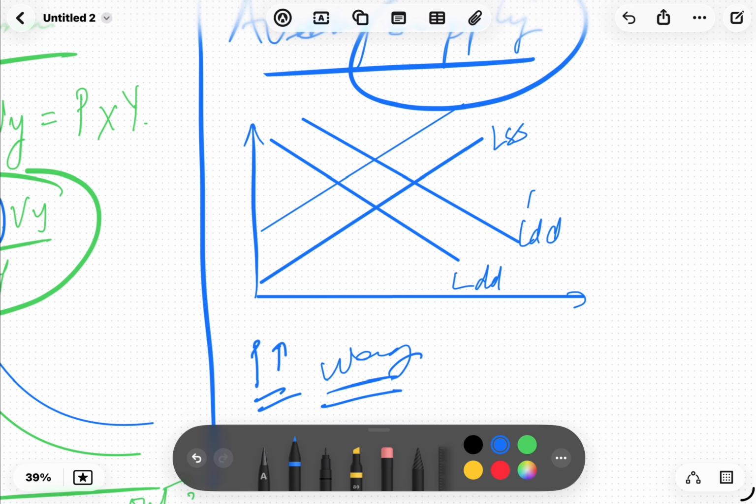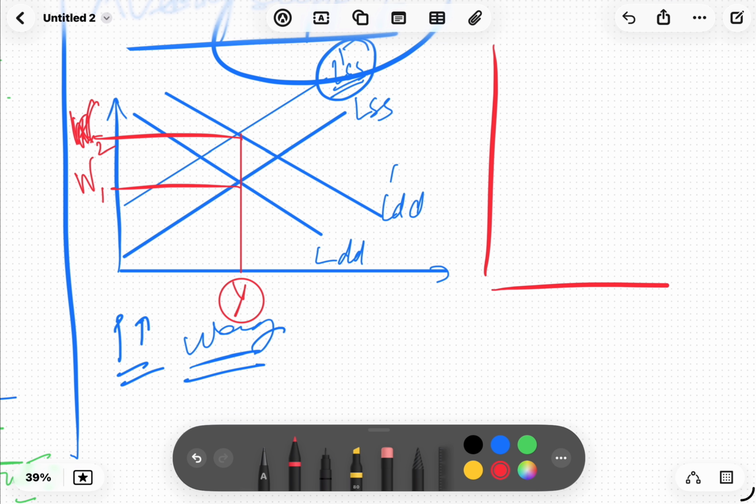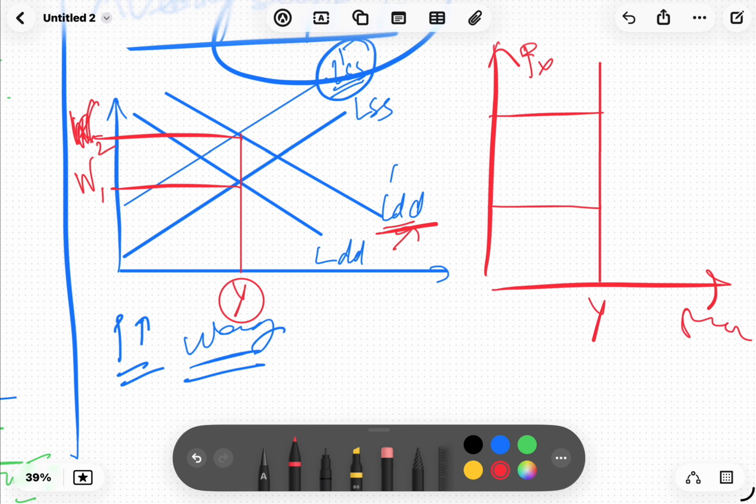So here we can see that this thing is here. We see a parallel shift here, and that leads us to k̅y being constant, and it's just that the price increases. The wage increases to W2 and W1. Now if we plot it on our price and output graph, the price increased, that is the reason that my LDD changed.